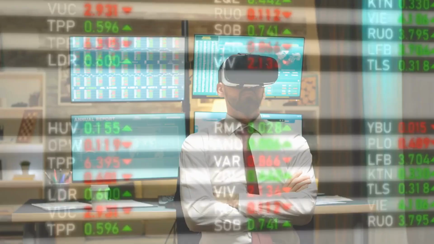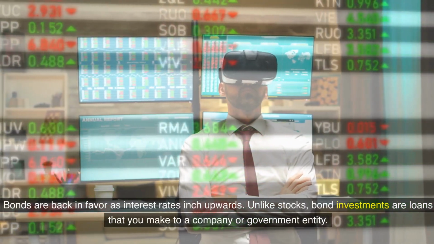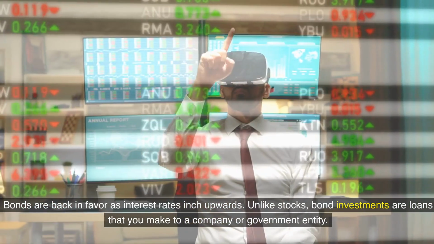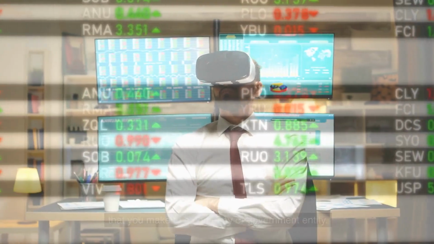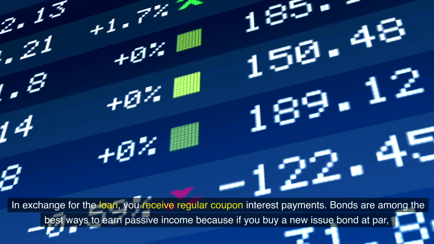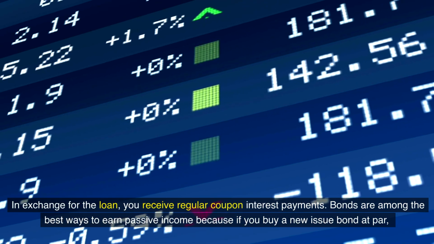7. Bonds. Bonds are back in favor as interest rates inch upwards. Unlike stocks, bond investments are loans that you make to a company or government entity. In exchange for the loan, you receive regular coupon interest payments.